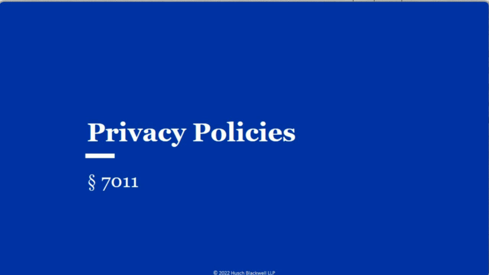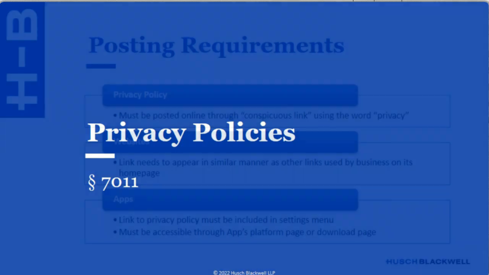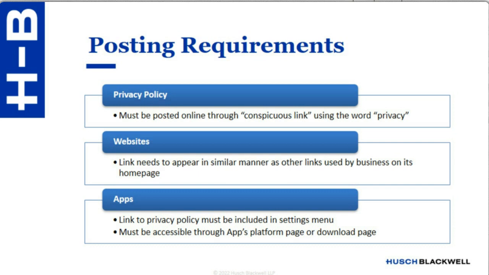Yeah, so Section 7011 focuses on the requirements for the form, content, and posting of a privacy policy. So the regulations work to ensure that it is clear as to what the privacy policy needs to include and how a business should provide the privacy policy. So for posting requirements, the privacy policy needs to be posted online through a conspicuous link using the word privacy. For websites specifically, that link needs to appear in a similar manner as other links that the business uses on its homepage. So for example, the link should be the same font size and color as any of the other links on that homepage. For mobile applications, the link to the privacy policy must be in the settings menu, and it must be accessible through the app's platform page or download page.